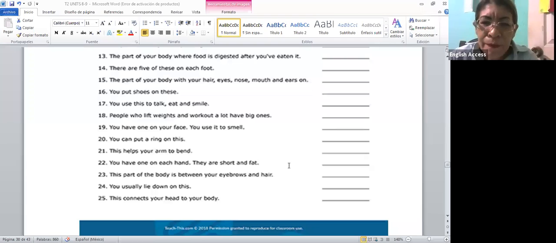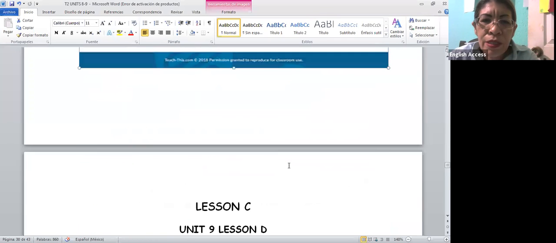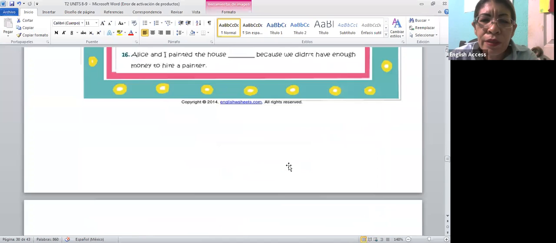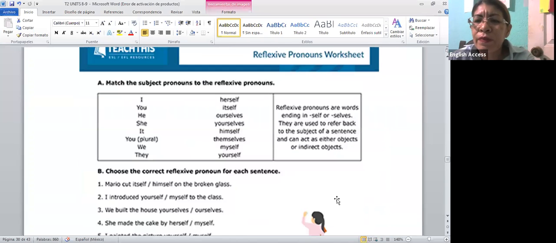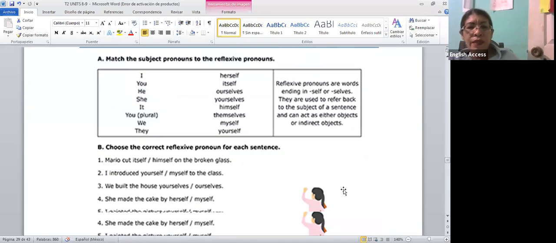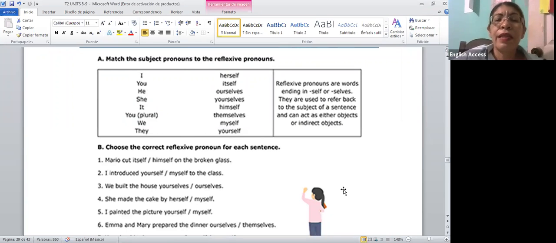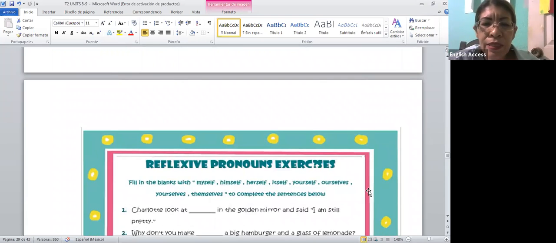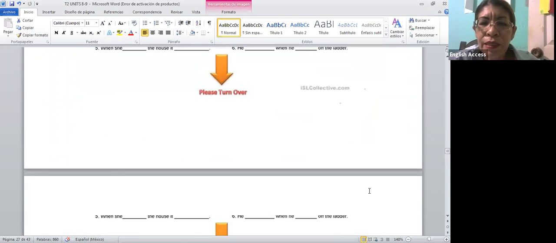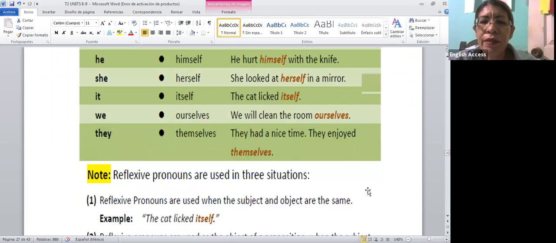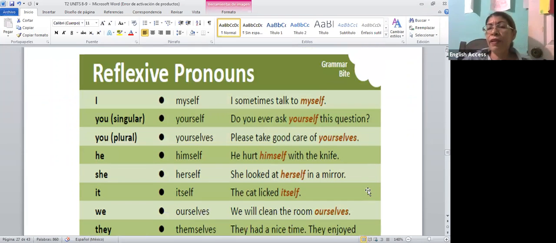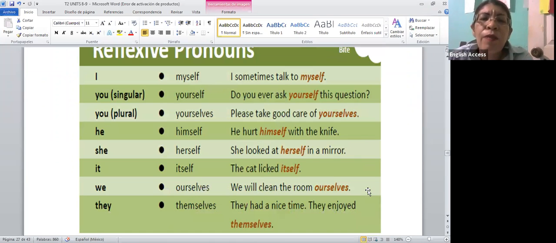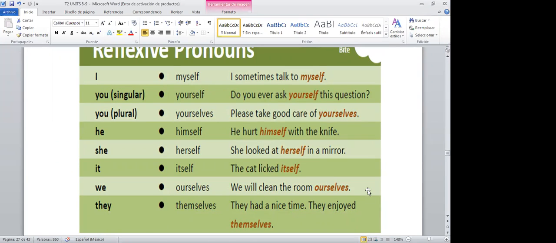Let me look for my exercises. So let's see. Reflexive pronouns. Okay, for example here. We have a matching exercise. Here. Okay, these are the reflexive pronouns. So we have again the list of reflexive pronouns. Yes?